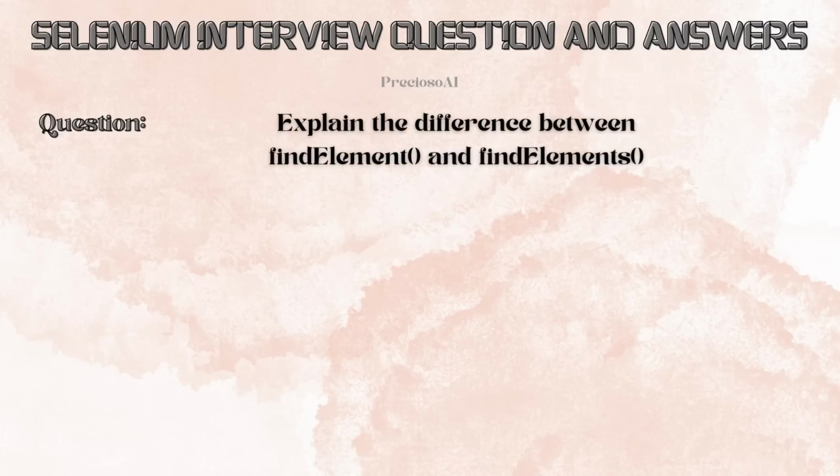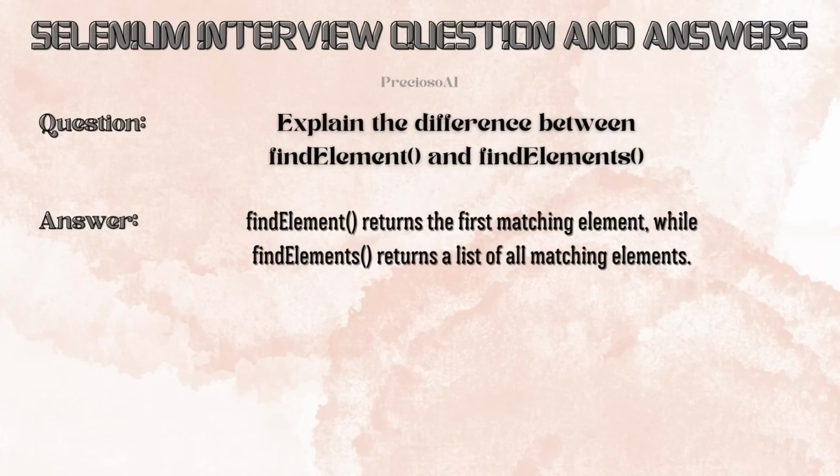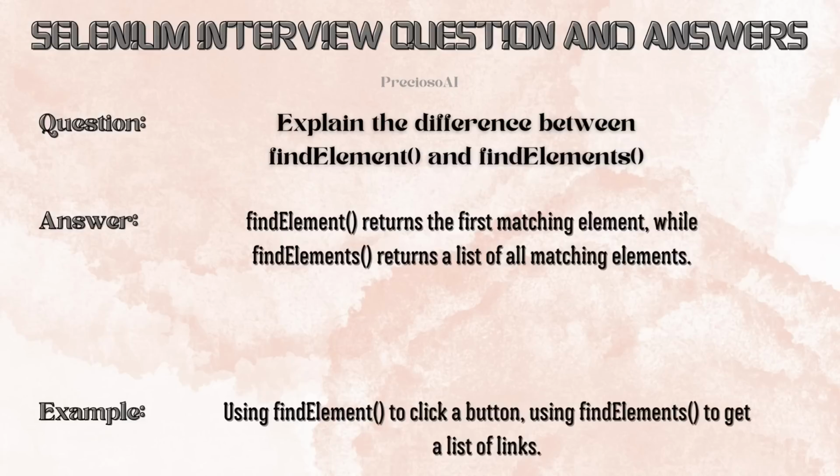Next question: explain the difference between find element and find elements. And the answer is find element returns the first matching element, while find elements returns a list of all matching elements. For example using find element to click a button, using find elements to get a list of links.